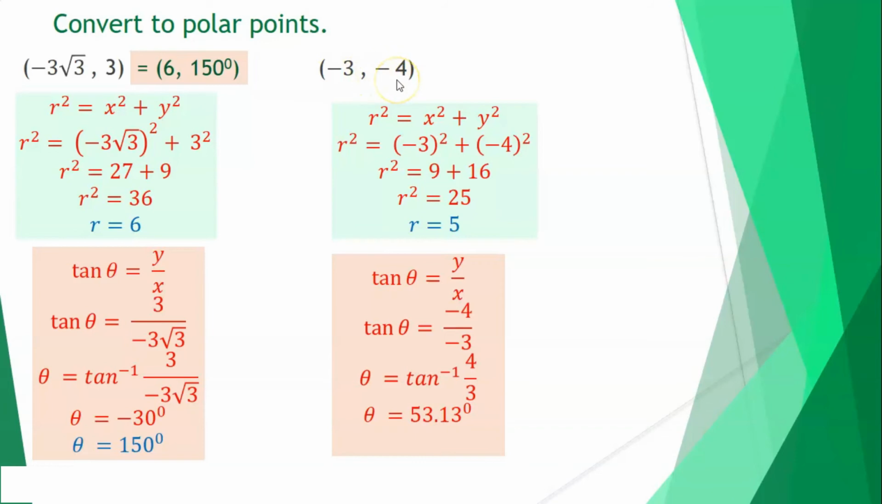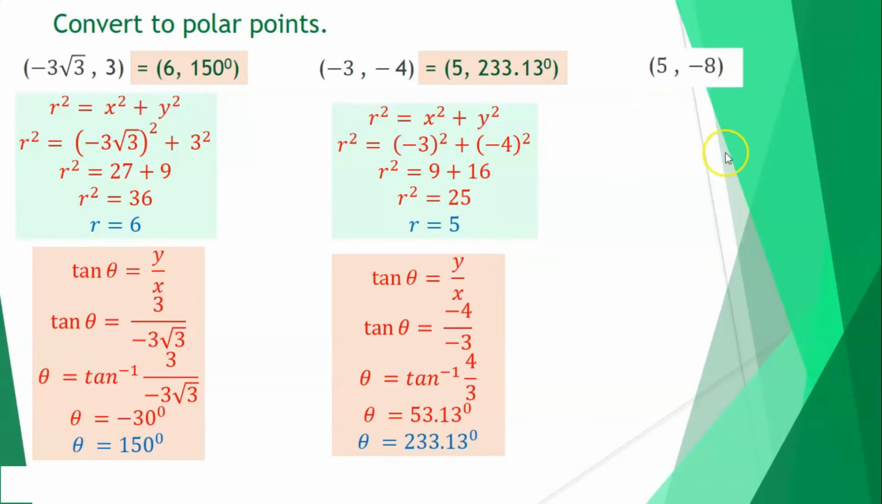-3, -4 is located in the third quadrant. So if our obtained value here is 53, we have to add 180 degrees. So we will end up with 233.13 degrees. So -3, -4 is the same as 5 and 233.13 degrees. Take note, this is located in the third quadrant. 233.13 degrees is also located in the third quadrant. So it should always match with each other.